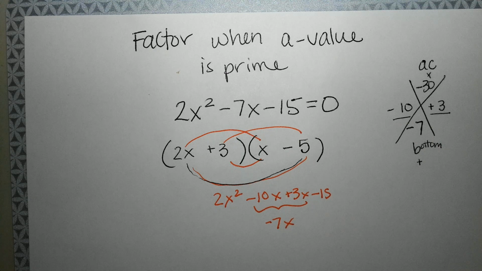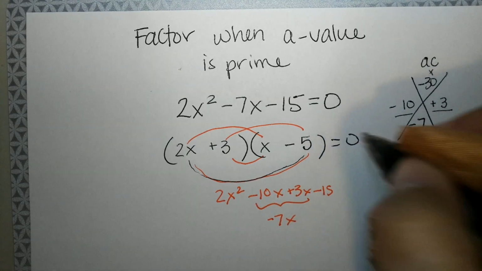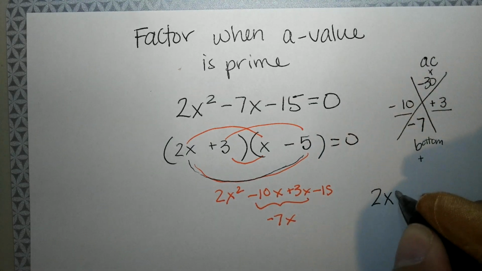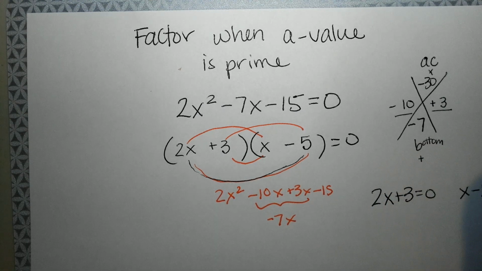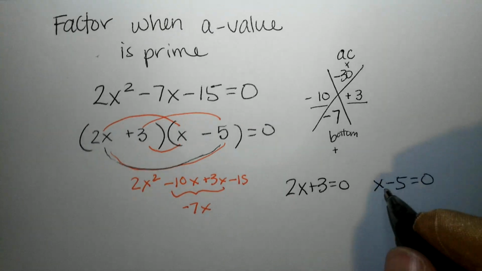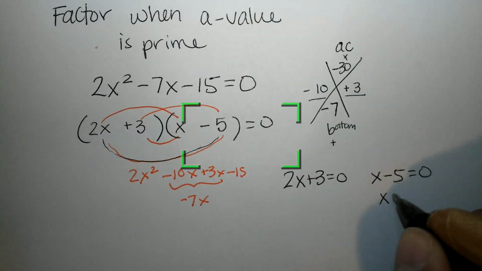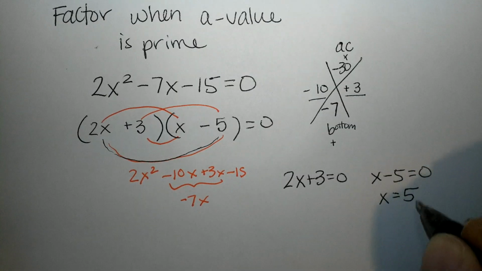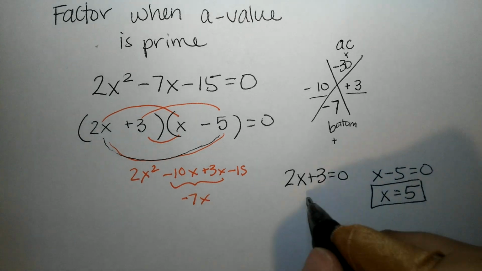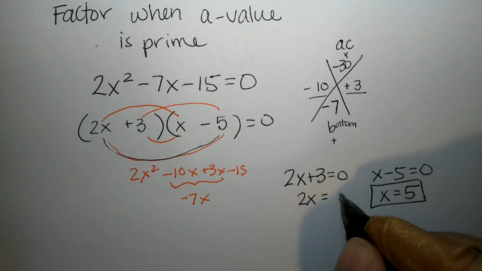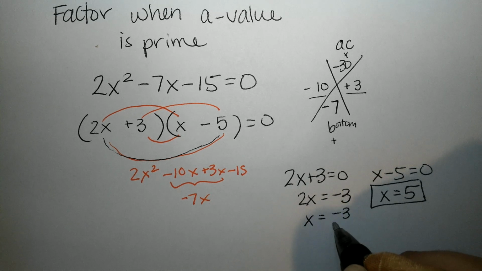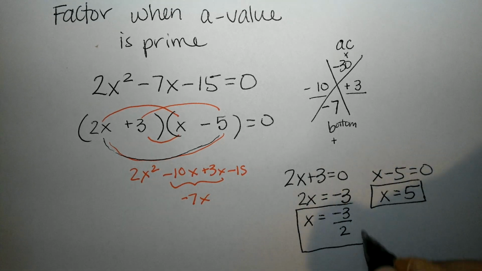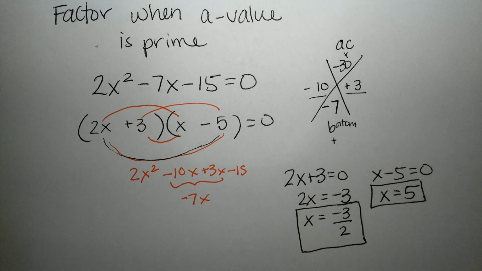But we wanted to solve for x, because remember, this is set equal to 0. So either 2x plus 3 equals 0, or x minus 5 equals 0. Let's start with the easy one. We're going to add 5 to both sides. So 0 plus 5 is 5. We're going to subtract 3 from 2x. 0 minus 3 is negative 3. We're going to divide by 2. Negative 3 divided by 2 is our second answer.